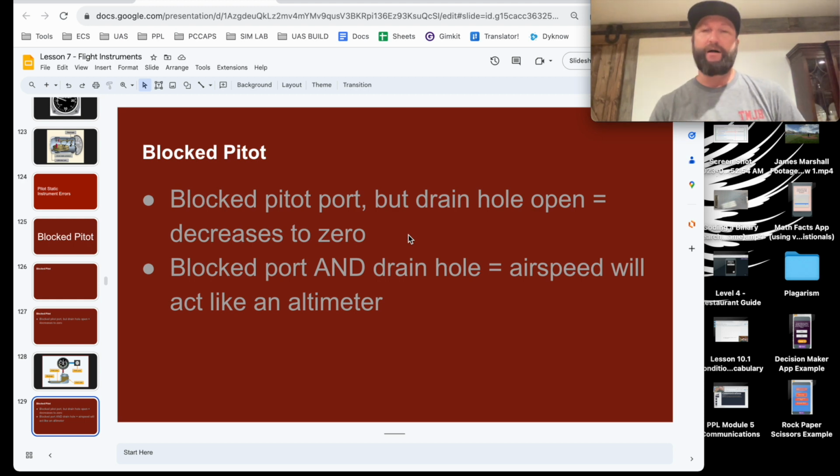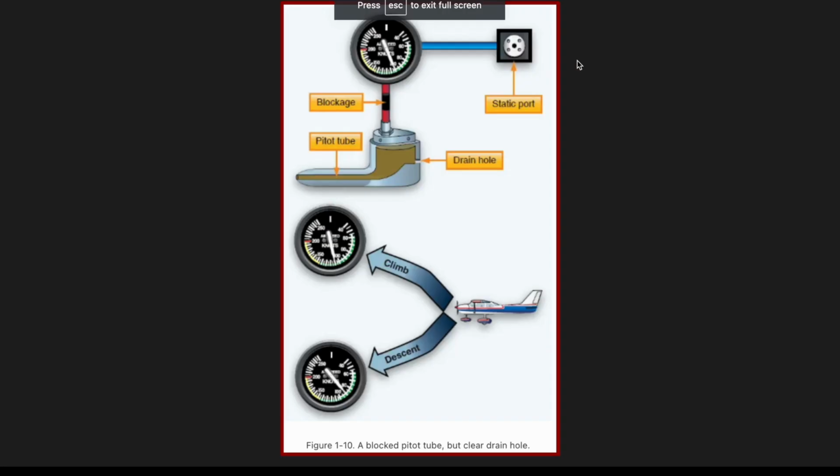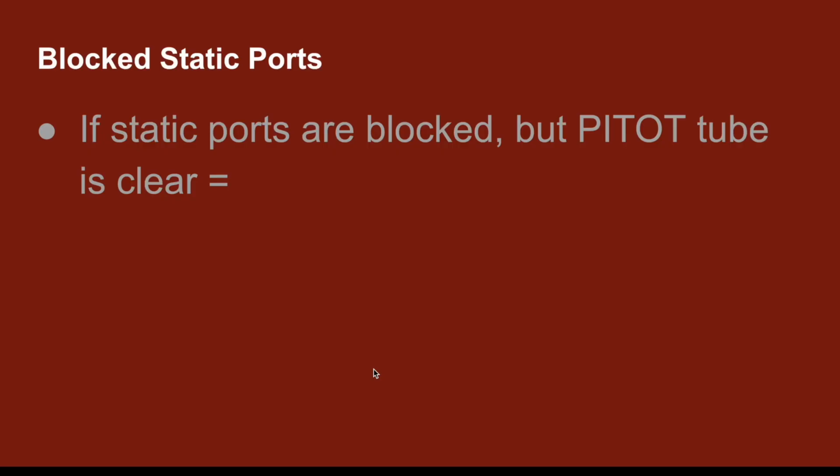You probably have a blockage somewhere in that line going to that airspeed indicator, or somehow both the pitot tube and the drain hole are blocked. So that's why it acts like an altimeter. Or if you go down, it should speed up, but it's acting like an altimeter, so it's going to show decreasing airspeed, which doesn't make sense if I'm going downhill, quote unquote. So that's what that means. If you climb, it's going up. If you descend, it's going down.